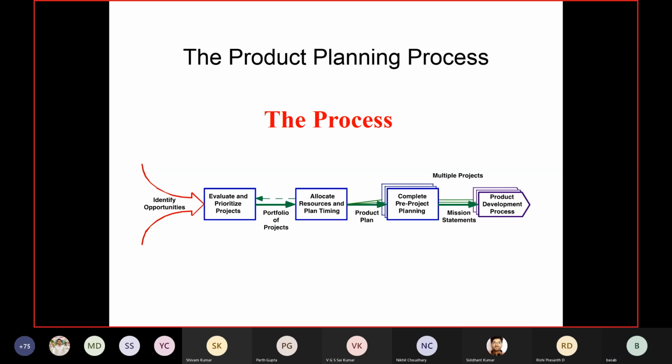That is important. Each project will have a different customer group. Each project will have a different target financial effect on the particular company, and so on and so forth. So each of these projects will have its own mission statement, and the formulation of this is pre-project planning and, ultimately, a product development process.